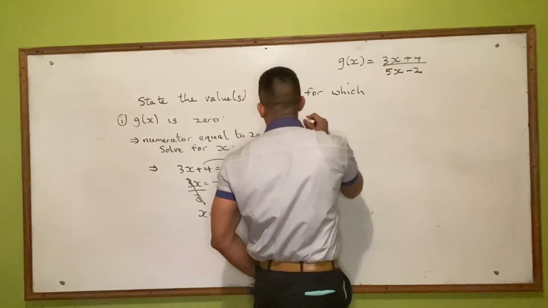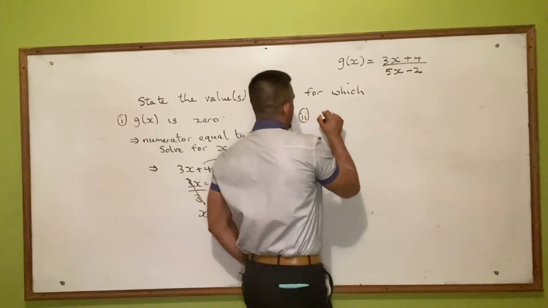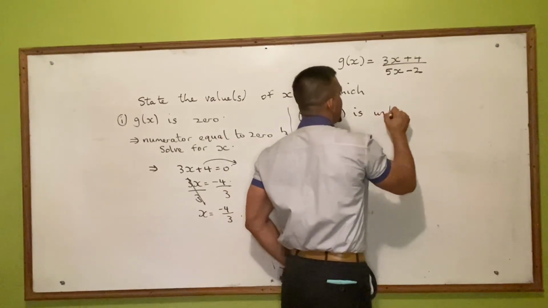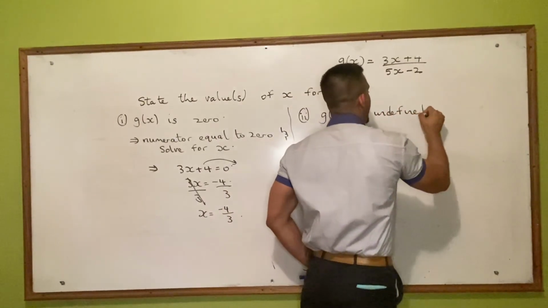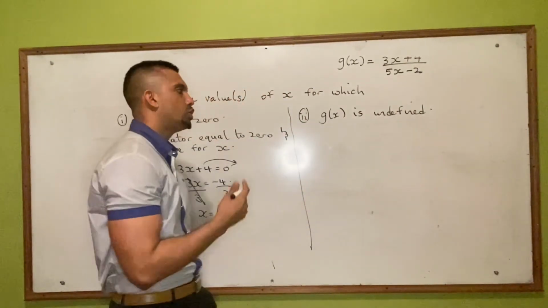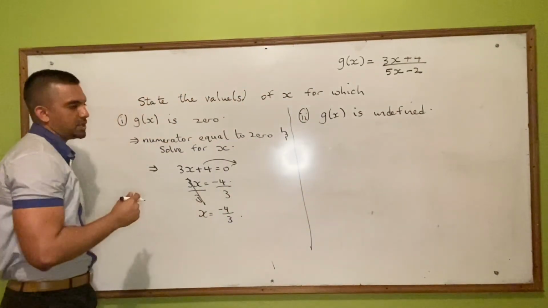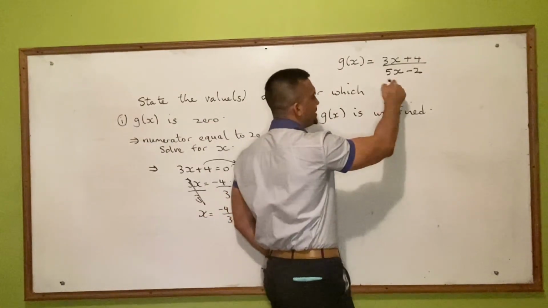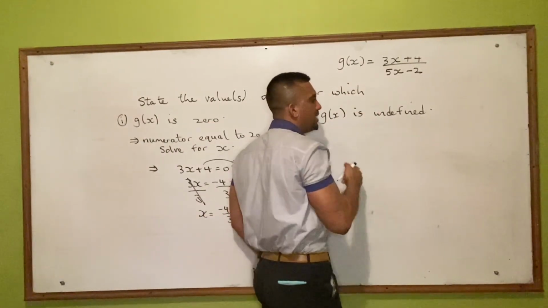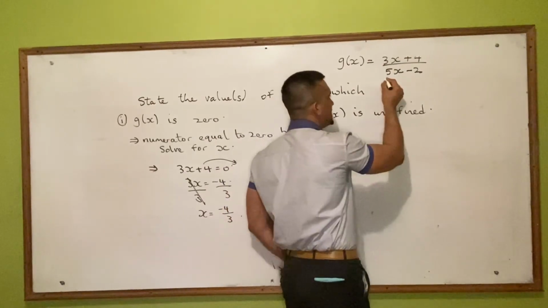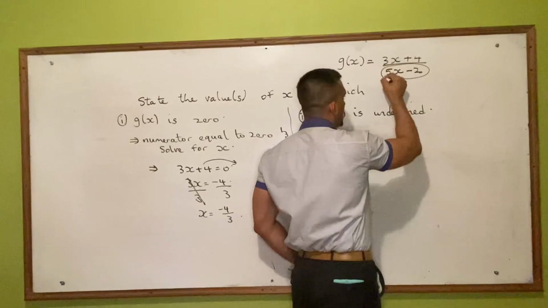And the next part, part 2, for which g of x is undefined. Undefined means that it doesn't exist. So anything you put over 0 in your calculator, you will get error. 2 over 0, you get error. 3 divided by 0, you get error. So anything divided by 0 is undefined, or you get an error. So anytime this function is undefined, that means your denominator has to be equal to 0.